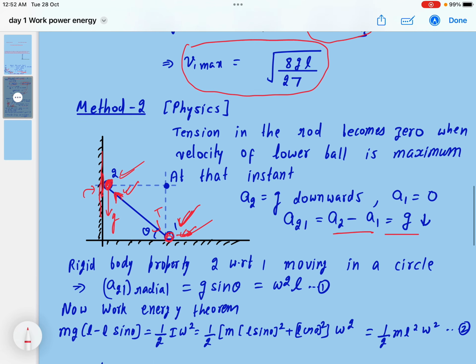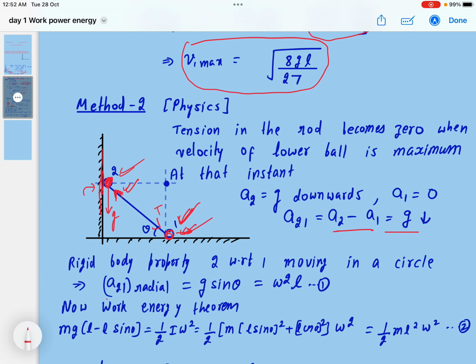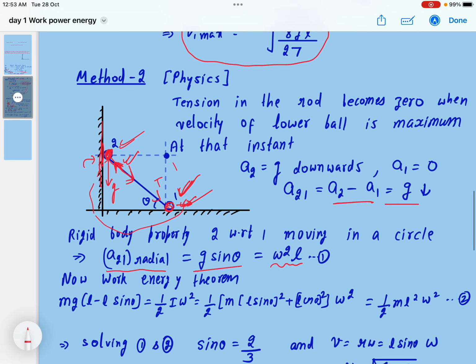Okay. Now rigid body property I am using, beta. So the acceleration of 2 with respect to 1, its component. So 2 with respect to 1 is moving on a circle, right? So its centripetal acceleration or radial acceleration is g sin theta. And now suppose that the system is rotating with angular velocity omega. The same centripetal acceleration I can write like this also, omega square L. Okay. So that is one thing.